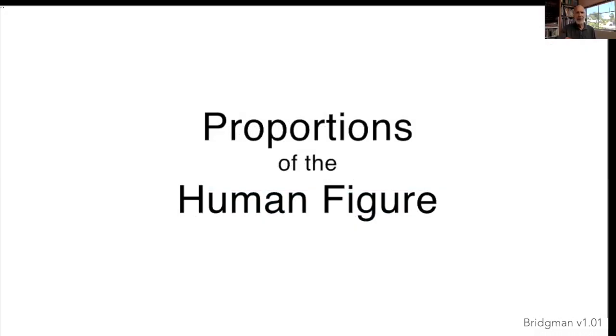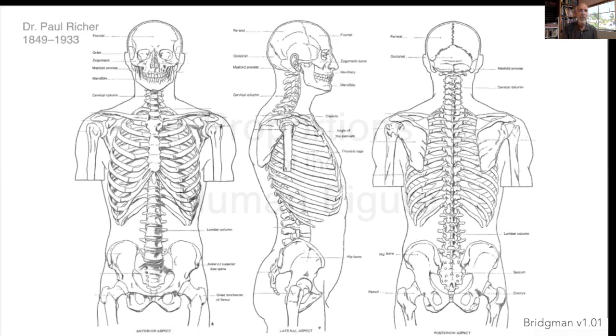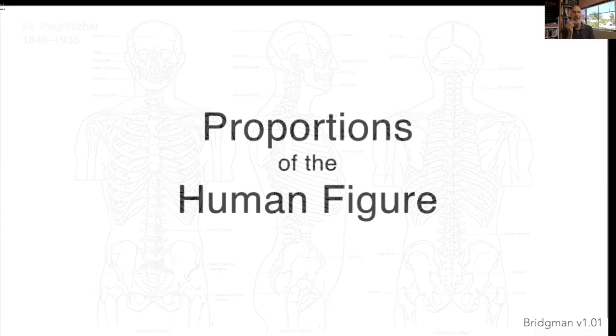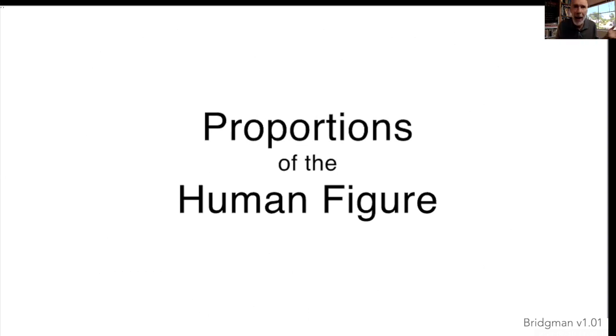The first point I'd like to make is that there is no accurate canon of true proportions. You say, well, what about Richer's? Didn't you say that was an accurate one? Well, I'm making a point. There is no accurate canon of true proportions because proportion is subjective.